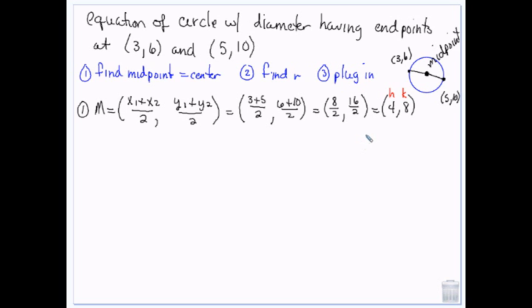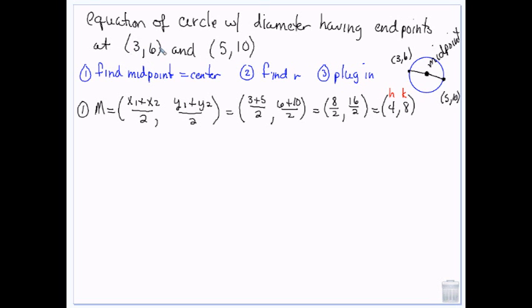Now, I'm going to find the radius, so I'm going to find the distance. I can use either of these points, and the distance should be the same if we did the midpoint correctly. The only way it wouldn't be the same is if we didn't do the midpoint correctly, but we did. So it does not matter which point you use.